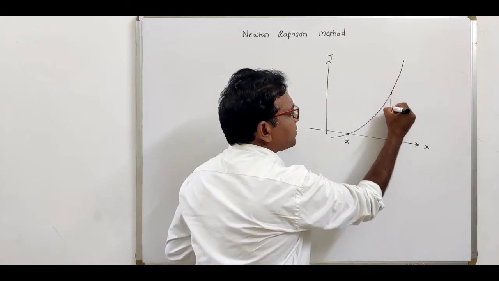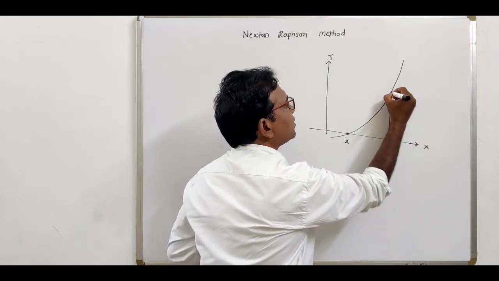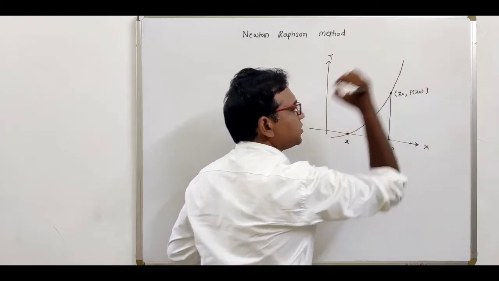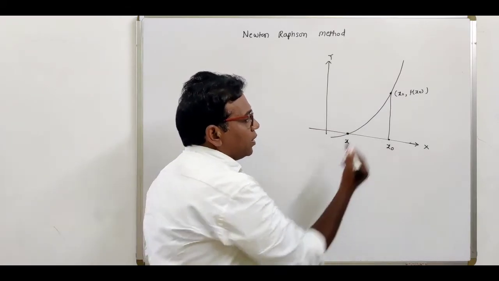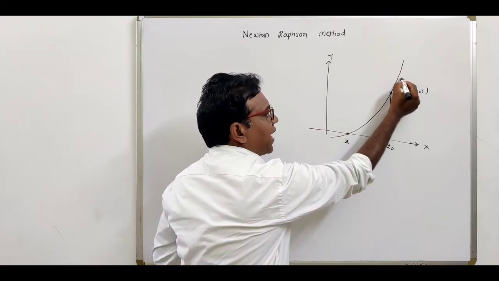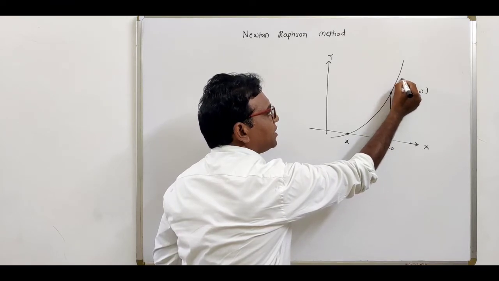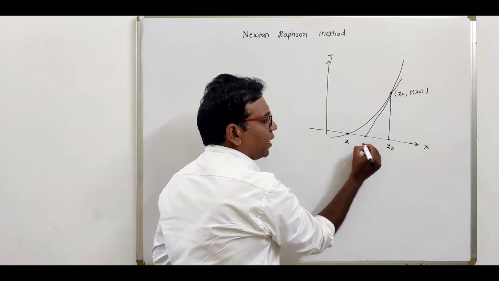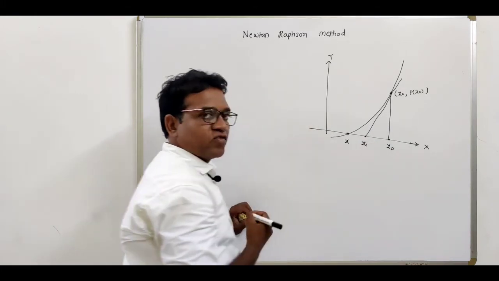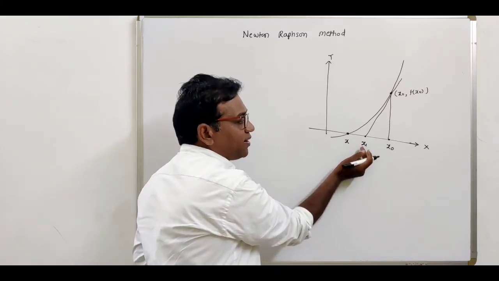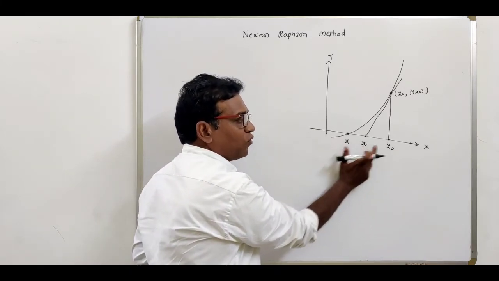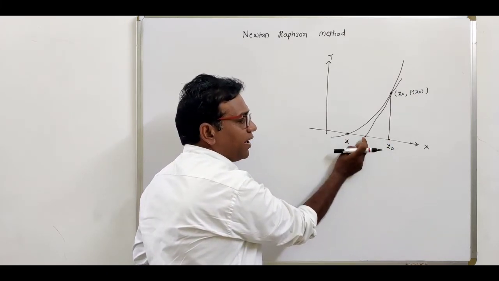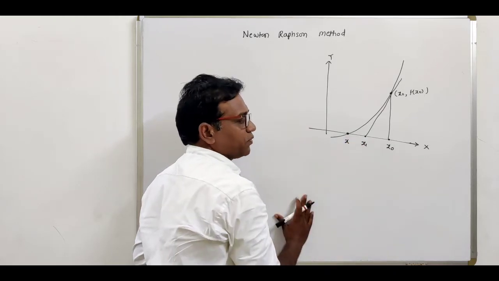Now if we draw this line, then what are the coordinates of this point? This is x0, f of x0. Now let us draw the tangent at this point. Then this tangent meets x-axis at this point. Suppose it is x1. Then x1 is some better approximate root. What is x0? x0 is the initial approximate root. What is x1? x1 is some better approximate root.